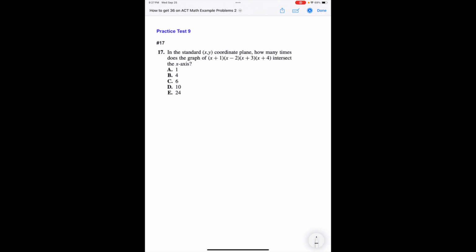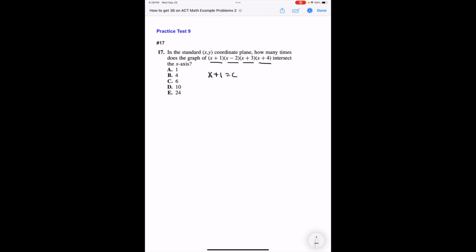Also from test 9, question number 17 states that in the standard xy coordinate plane, how many times does the graph of x plus 1 times x minus 2 times x plus 3 times x plus 4 intersect the x-axis? So we don't necessarily have to draw an xy coordinate plane as long as you know what this means. All of these are the solutions for the graph. Since there are no exponents, for example, it's not x plus 1 squared, then we know that there is only one value when x plus 1 is equal to 0.